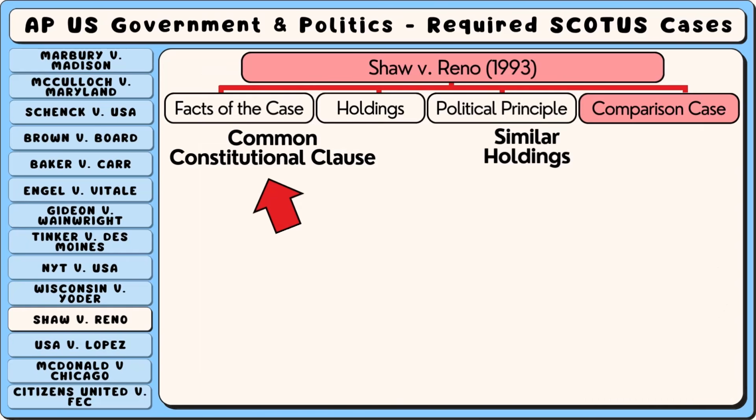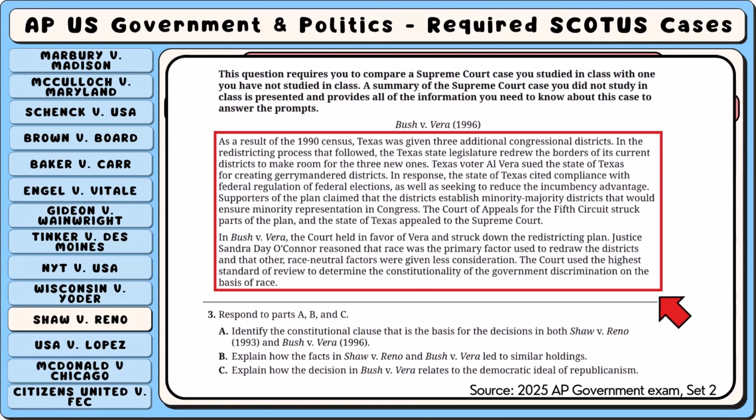Now let's identify the common constitutional clause between Bush versus Vera and Shaw versus Reno. So, both cases deal with the Equal Protection Clause of the 14th Amendment, which is used as the basis for challenging race-based gerrymandering. Be aware that in the exam, students didn't get a clue about which clause was used in Bush versus Vera. They were expected to be able to identify that the Equal Protection Clause was the clause that was used because it's the clause that allows courts to hear cases about racial gerrymandering. And you would know that the Equal Protection Clause underpins racial gerrymandering challenges because you already have strong knowledge of the facts in Shaw versus Reno.